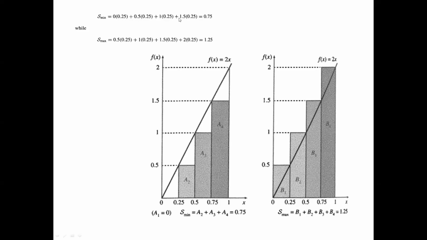The width is always 0.25, and the omegas are 0, 0.25, 0.5, and 0.75. If you choose 0, f(x) is 2 into 0. If you choose omega 0.25, f(x) is 2 into 0.25, which is 0.5.